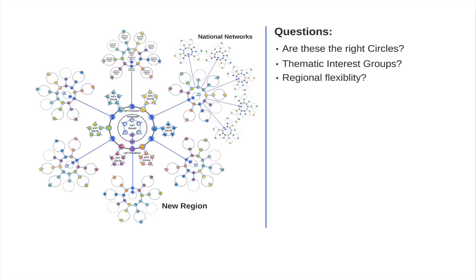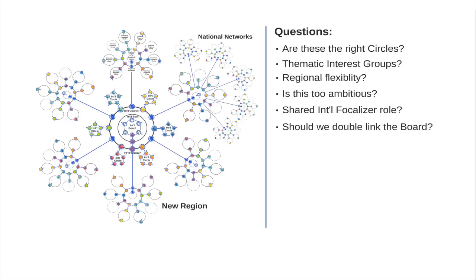How can we best honor the uniqueness of each region and really let them develop somewhat independently while also maintaining a level of consistency across the networks? For example, should each region at least create a structure with certain common circle reps? Good question. Is this too ambitious? I mean, certainly this is bigger than our current network, but is it something that we can grow into? There's been a lot of talk recently about the international focalizer role being shared across several people. And so what would this look like? And is this a workable structure?